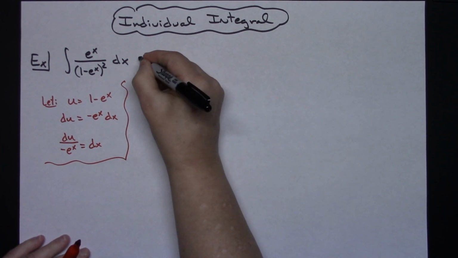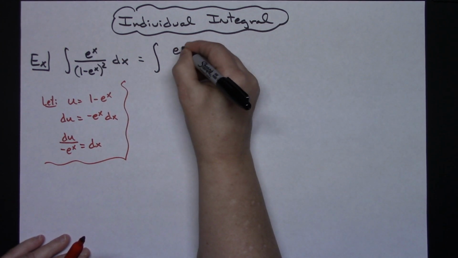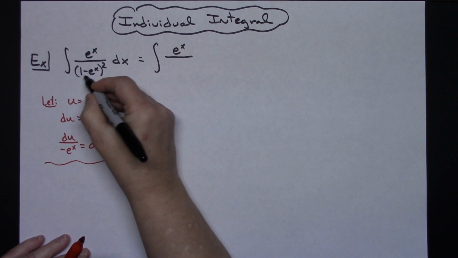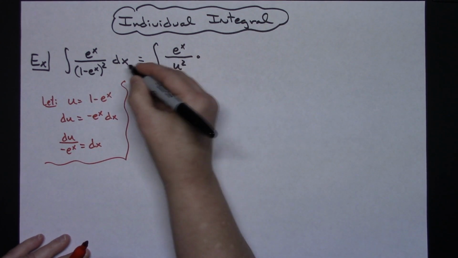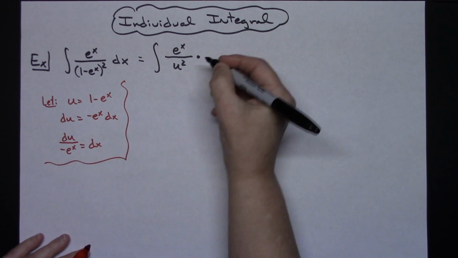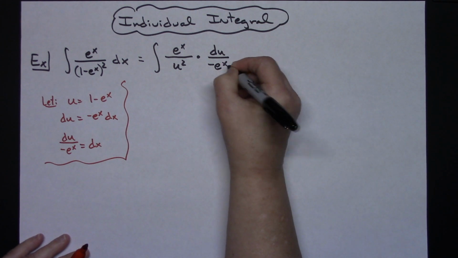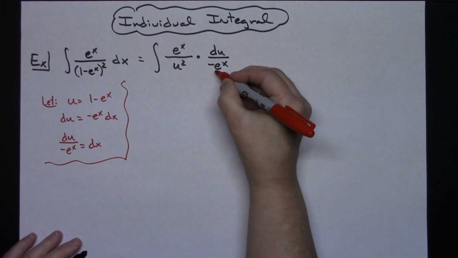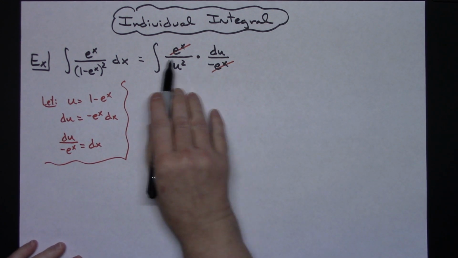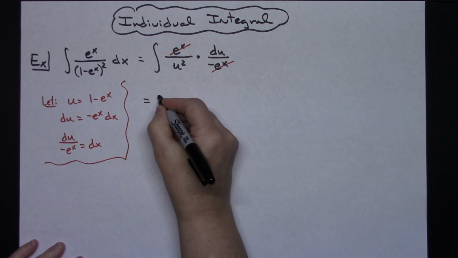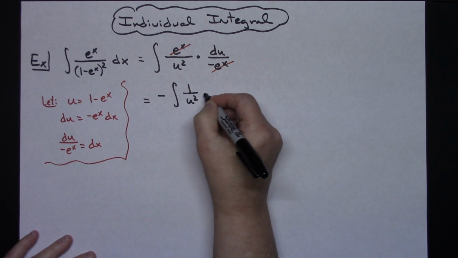Coming up here to that original integral, we're going to do some substitutions now. Alright, the e to the x will stay there. I'm going to substitute the 1 minus e to the x for my u, so I'll have a u squared right there. Substituting dx for what I said it was going to be equal to, I'll have a du over a negative e to the x. That's going to allow me to cross out those e to the x's, and in the next step then I can pull that negative out in front of my integral. So I'll have negative the integral 1 over u squared du.